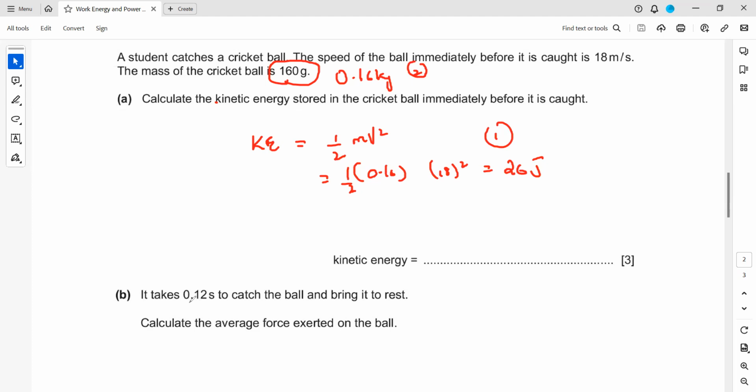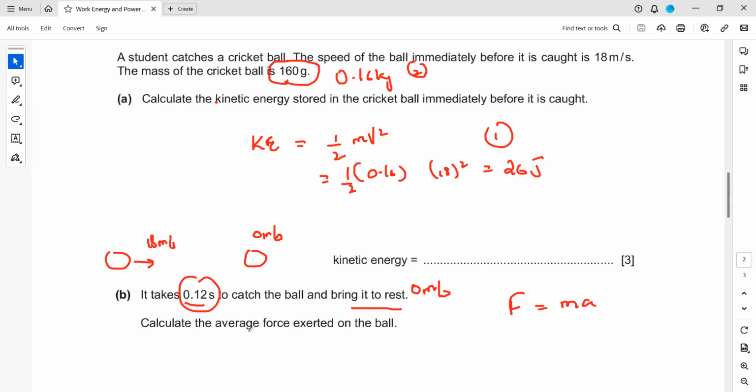The next is, it takes 0.12 seconds to catch the ball and bring it to rest. So whenever an object stops, the final speed will be 0. The ball was moving at 18 meter per second and it is caught by the student and the ball was stopped, and its final speed is 0. It took 0.12 second. We need the average force. So how to work out the force? Force is mass multiplied by acceleration.